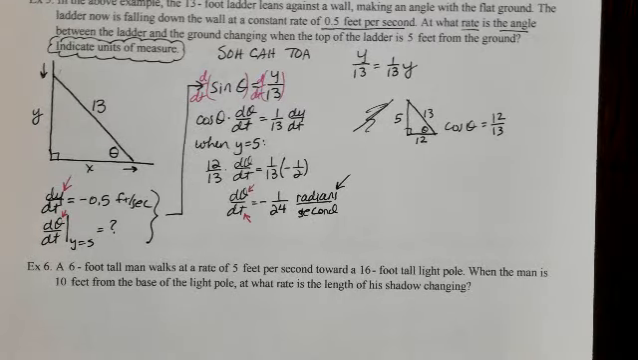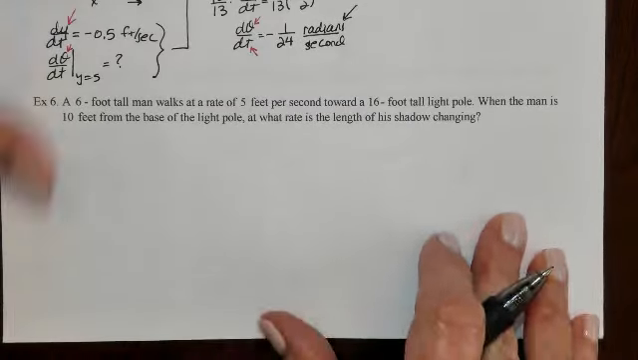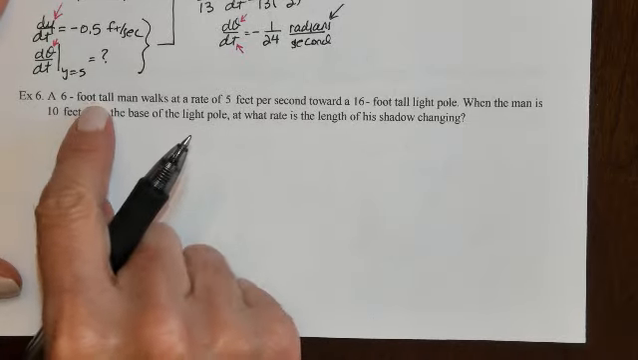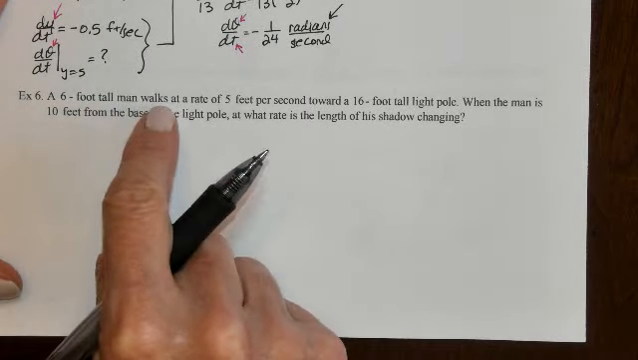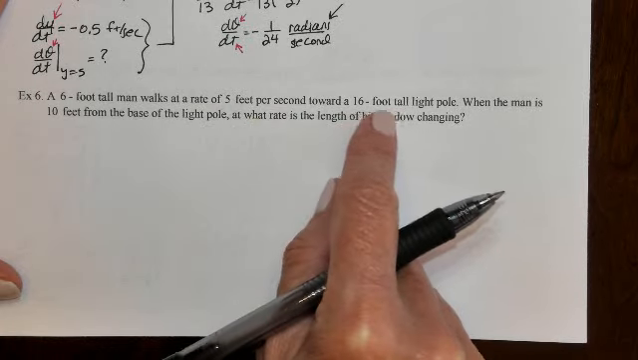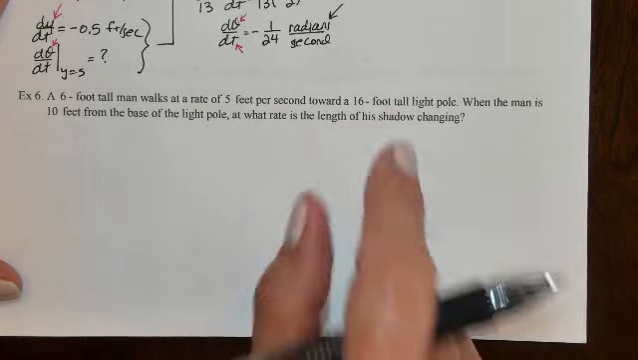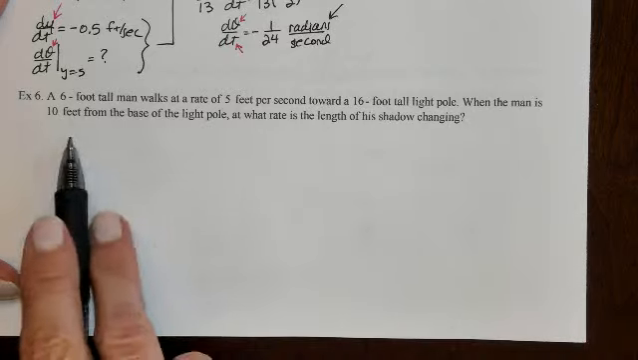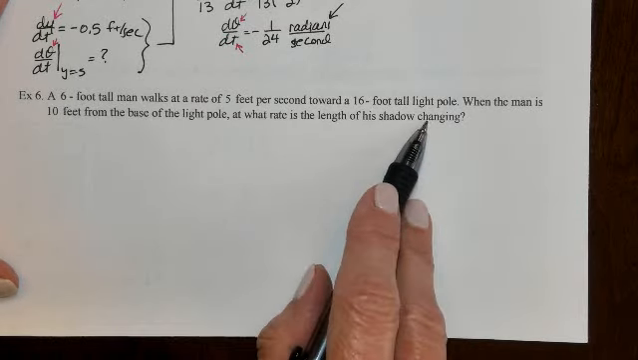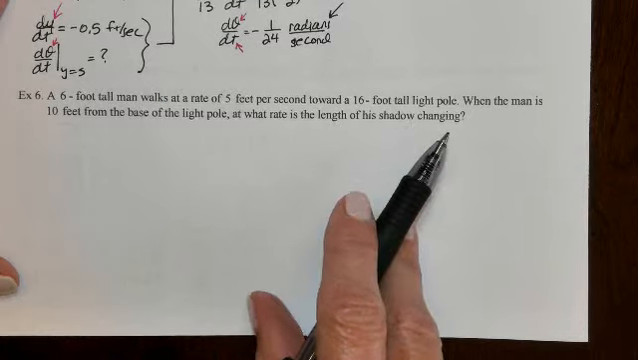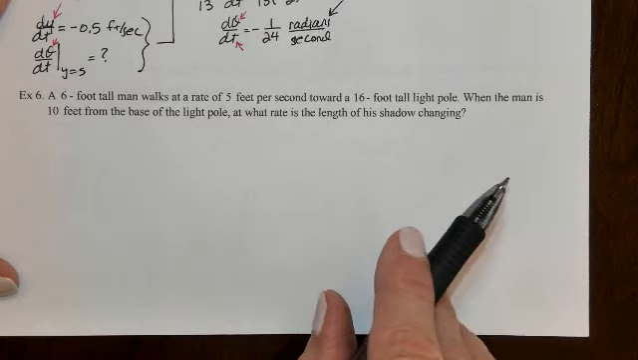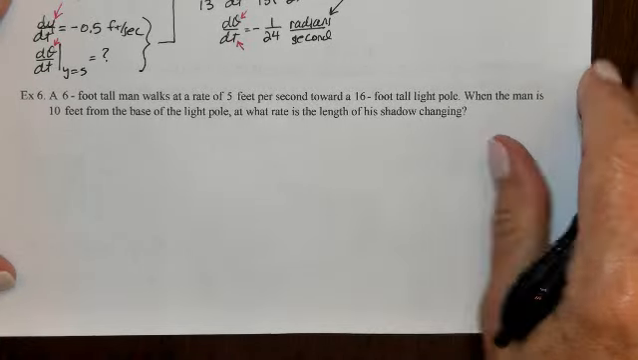All right. One more example. We've got, let's see what it says. A 6-foot tall man walks at a rate of 5 feet per second toward a 16-foot tall light pole. When the man is 10 feet from the base of the light pole, at what rate is the length of his shadow changing? Gosh, I love these problems. I really do. Related rates problems to me are so much fun. Anyway, I hope you think they're a little bit enjoyable.